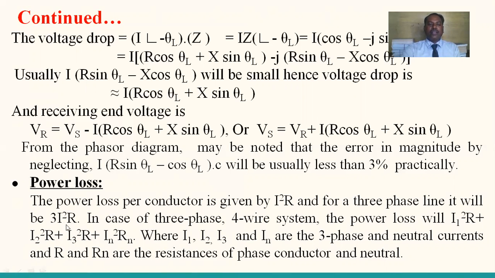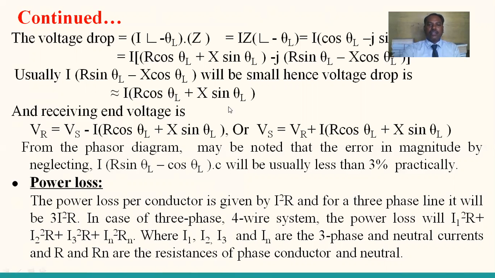Yes. So here for a balanced system, the power loss is 3 times I square R, but the three-phase 4-wire system is an unbalanced system. We have to calculate individually for each phase along with the neutral. So this is the power loss and voltage drop calculations in three-phase balanced primary lines.